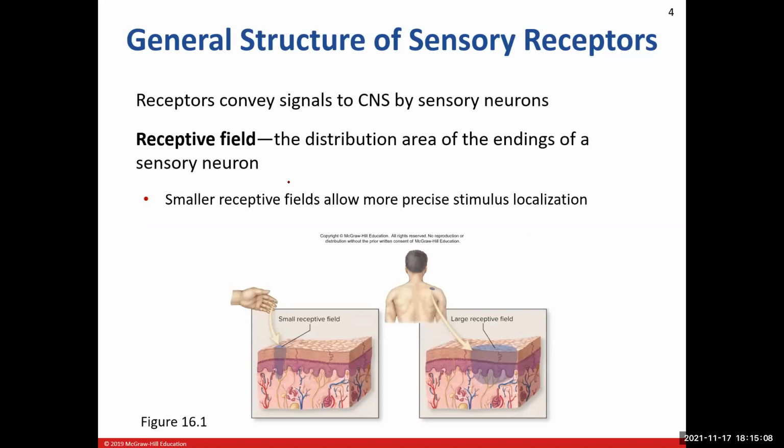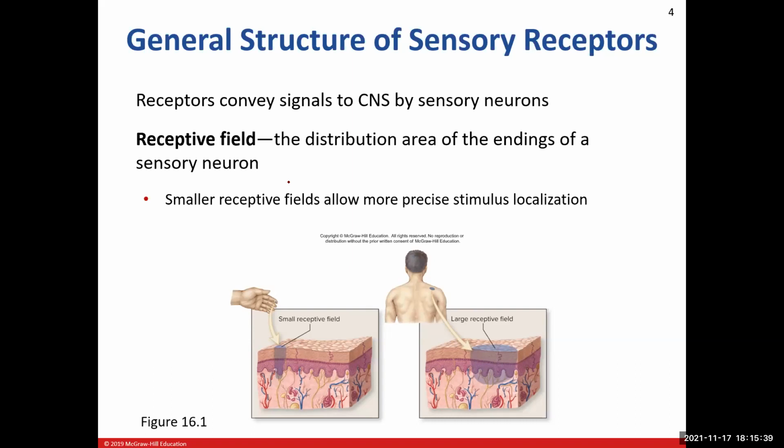This is more so for the tactile sense. But when we're looking at the receptive field, we're going to see that our receptors send the nerve signals to the central nervous system through sensory neurons, not through motor neurons, but through sensory neurons. So when we're discussing what a receptive field is, the textbook definition is the distribution area of the endings of a sensory neuron.